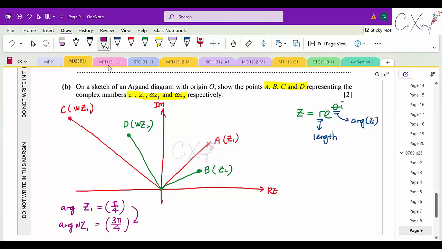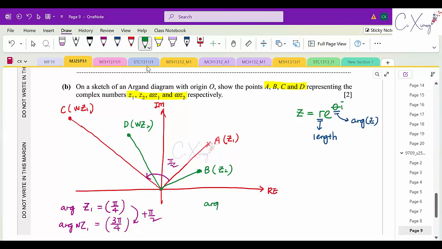That means you add pi over 2. What is the meaning of adding pi over 2 here? It means that you are going to rotate your original Z1 by pi over 2 in the anti-clockwise direction. You can see here, this is actually pi over 2. If you try to measure, it will be 90 degrees. Alright?